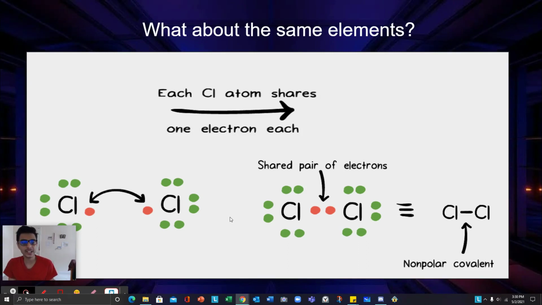So what these chlorine atoms are going to do is come close to each other, and each chlorine atom will share its electron with the other. This way they'll share the electrons, so both of them get 8 at the same time, and they will form a chlorine-chlorine bond, which is going to be nonpolar because neither chlorine atom is going to pull the other's electron towards itself, because both have the same pull.